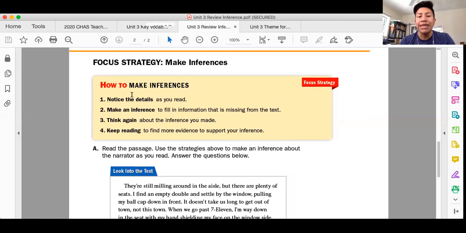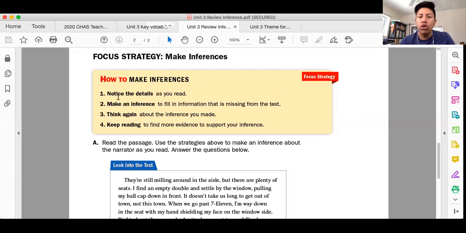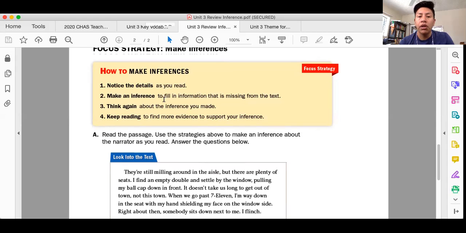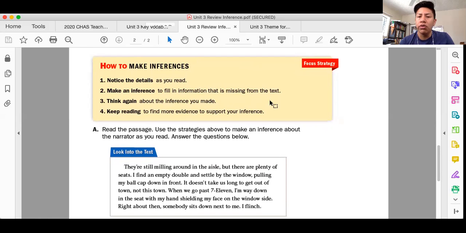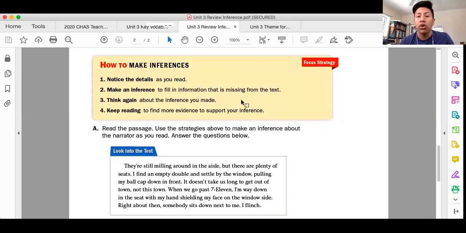Okay? So in this case, how do we make inferences? Notice the details as you read, right? Details sometimes tell us, yes, this is going to be about something or about someone, or maybe about a place, or about the situation. Okay. Then make an inference to fill in the information that is missing from the text. So maybe they don't tell you that the person is very old or very young, but you know because of the way they are acting or the way that they look.